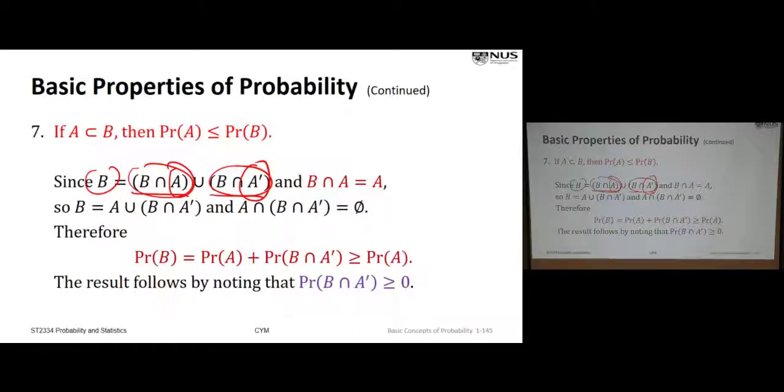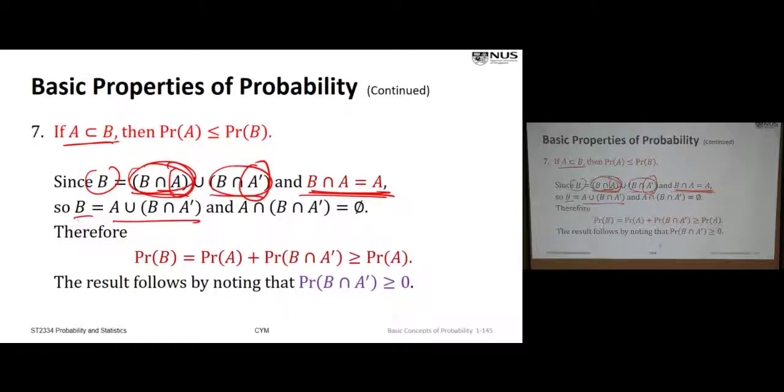Now, because A is a subset of B, therefore A intersect B must be A, right? Intersection of two events. This means that it consists of all the elements in A and in B as well. But since A is a subset of B, there are elements in B that may not be in A. So B intersect A must equal A. Similarly, B can be written as this one.